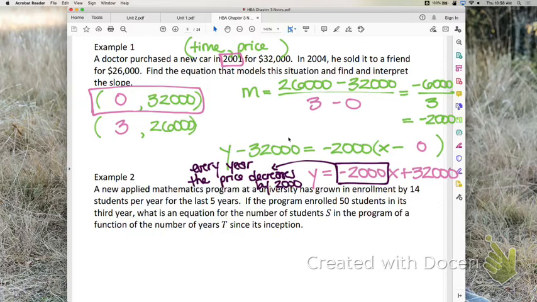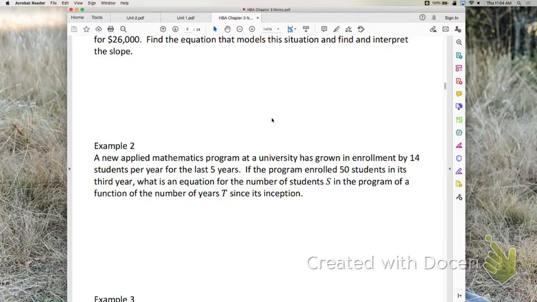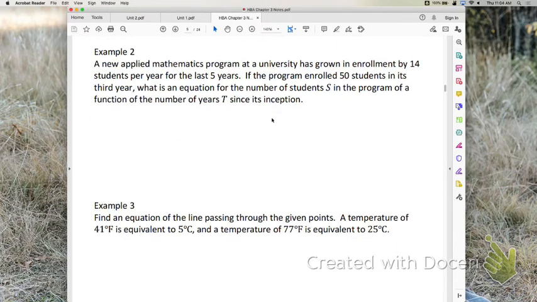Okay? Now, I spent a lot of time on the first one. What we're going to do in the rest of the examples throughout here is not so much write the whole equation. I want you to practice reading it and pulling out either 2 points or a slope and a point. So let's look at example 2 together, and then we will do the same process throughout. This one tells me a new math program at a university has grown in enrollment by 14 students per year for the last 5 years. If the program enrolled 50 students in its 3rd year, what is the equation for the number of students in the program as a function of the number of years since its inception?